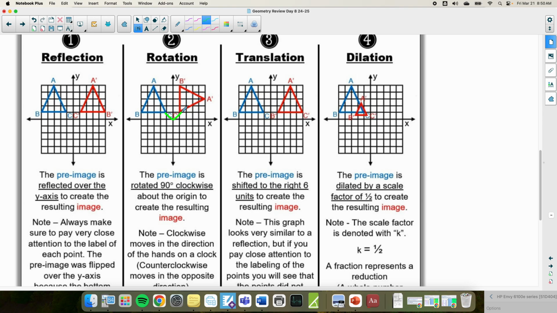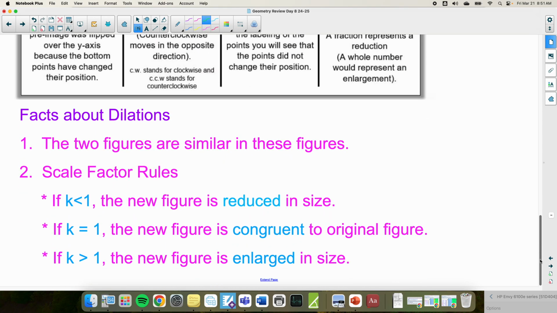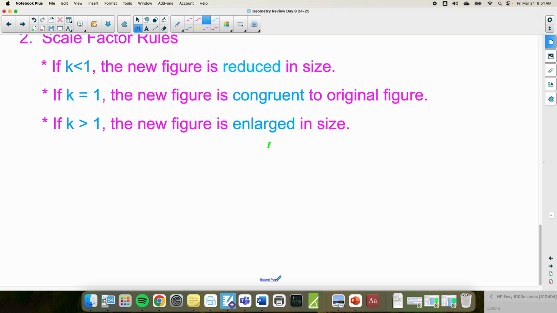This one they started with the blue and they ended with the red. So their scale factor, would it have been bigger than 1 or less than 1? Less than 1, right? All right. And then I talked about this the other day too. When you dilate two figures, they are going to be similar figures. Their corresponding angles are the same. Their sides are proportionate. And we talked about if k is less than 1, it's reduced. Equal to 1 is congruent, and greater than 1 is enlarged.